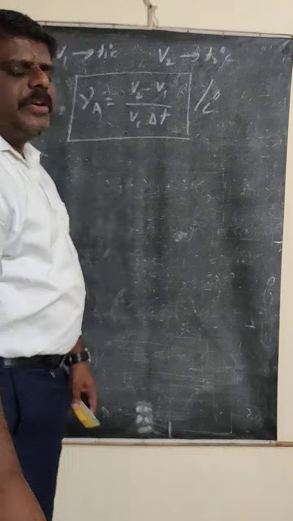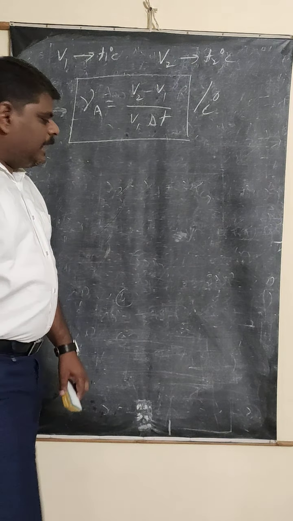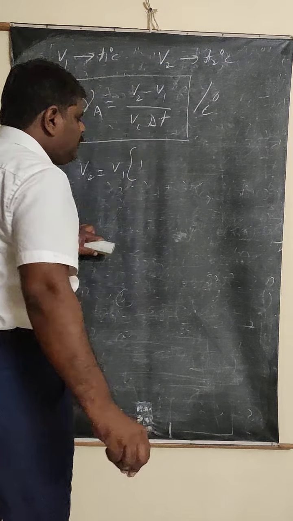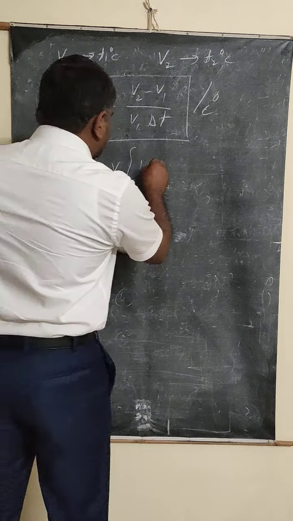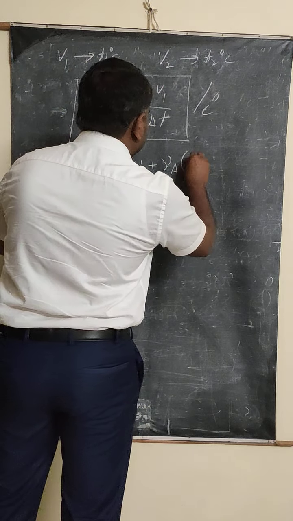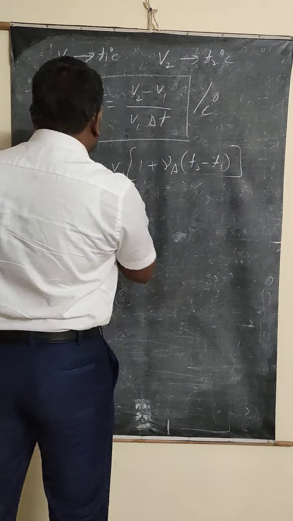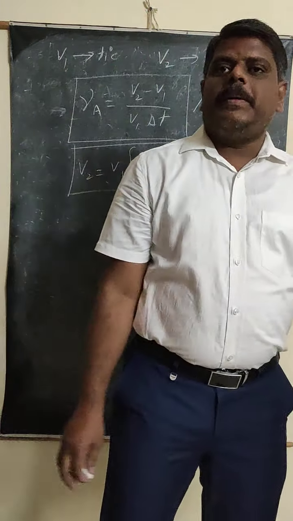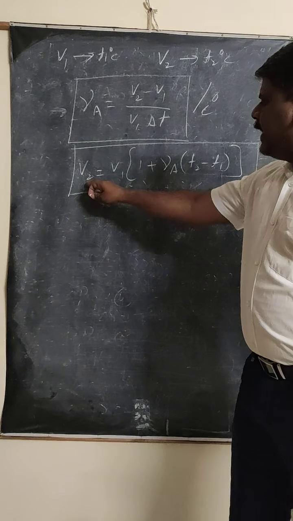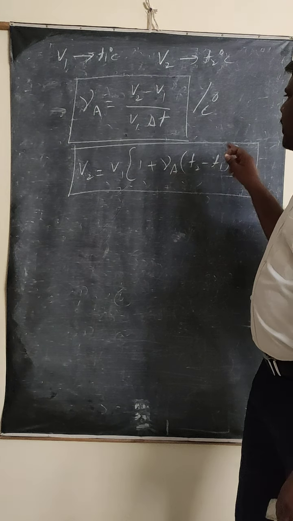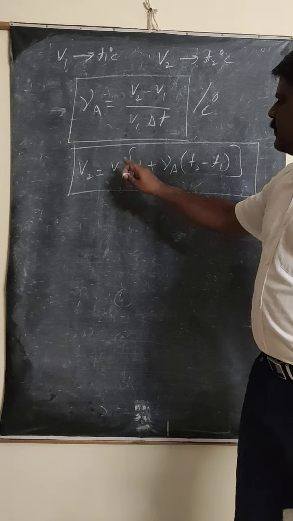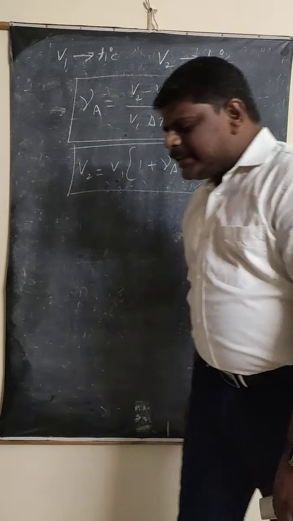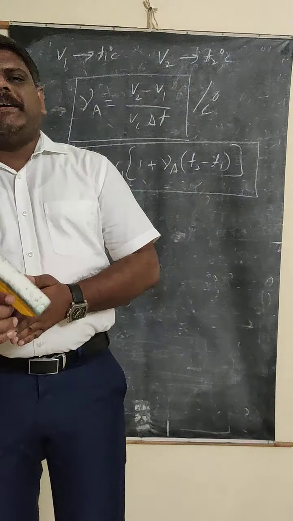Now, do you remember how to write the final volume formula? I think all of you remember. The final volume V2 is equal to V1 into 1 plus gamma A into T2 minus T1. Sorry, this represents the final volume of the liquid. V2 is the final volume, V1 is the initial volume, and gamma A represents the coefficient of apparent expansion. Okay, this is the first type of expansion of the liquid.